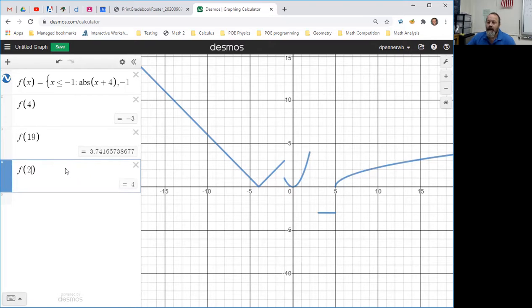So that's a quick little look at how to take a look at piecewise defined functions, how to look at them, how to analyze them, how to graph them, and how to look at them on Desmos.